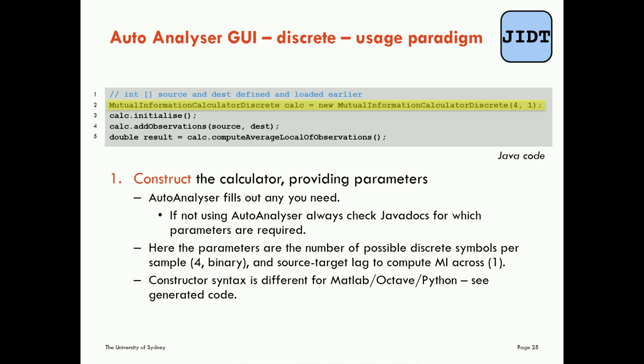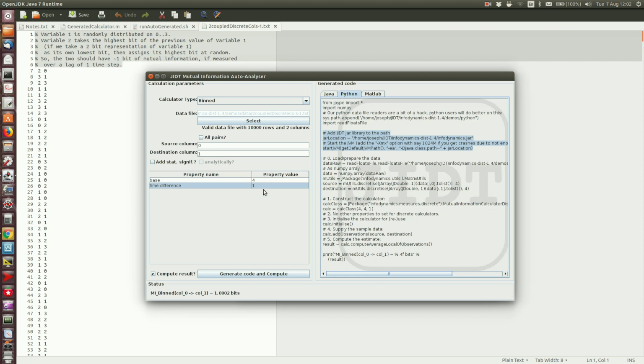Okay, when we construct the calculator, we provide some important parameters. When you generate the code from the auto analyzer, that will fill out anything you need in that statement. But if you're not using the auto analyzer, go and check the Java docs for what parameters are required in your constructor. I showed you in one of our previous videos how to find the Java docs. Here, the parameters for the mutual information discrete calculator are the number of discrete symbols per sample, which is 4, and the source target lag to compute the mutual information across. As I say, these are being filled in for us by the auto analyzer from the property values here.